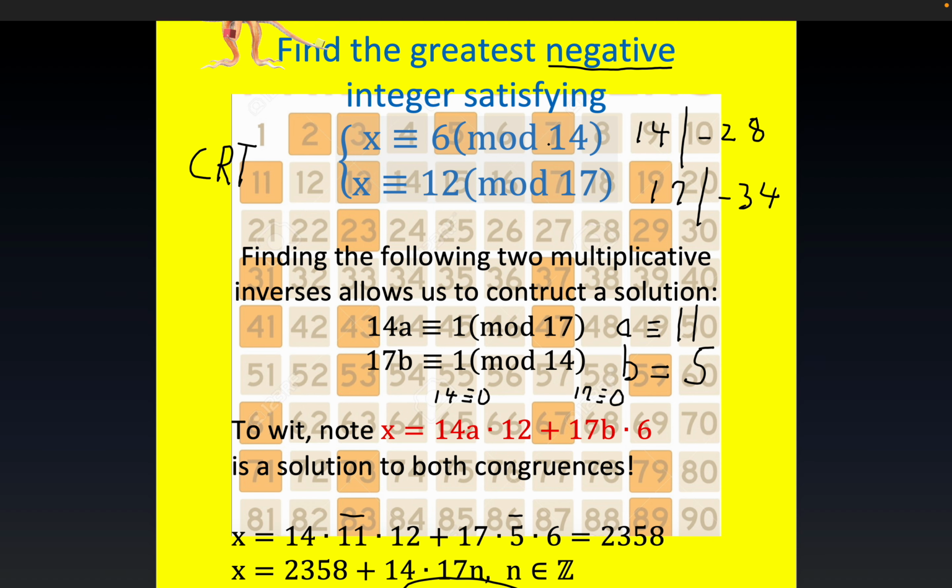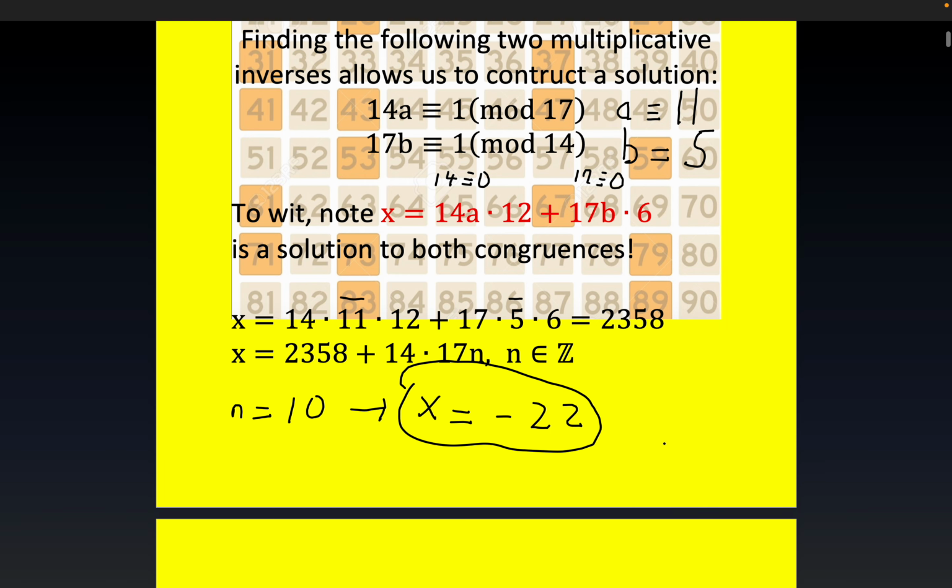You got too many variables floating around here. A trained mind would just go, well, I need 14 to divide minus 2, and 17 to divide minus 34. Those are small numbers. But why would you think of those? You may or may not think of it. Okay. But in any event, that does it, folks. Minus 22 does satisfy that.